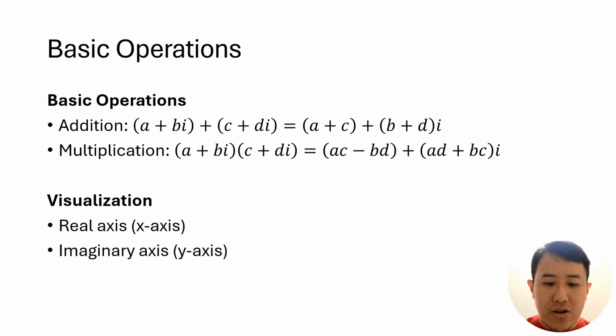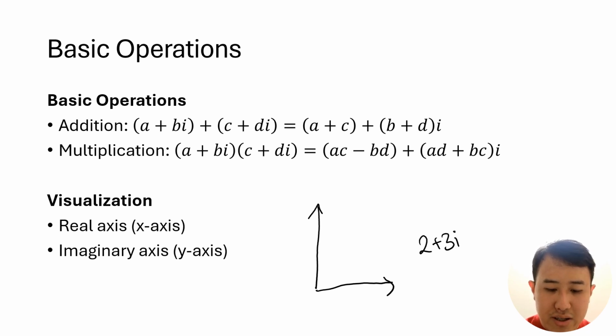This plane has a horizontal real axis and a vertical imaginary axis. So let me draw them here. For example, we have this number 2 plus 3i. What I need to do is, on the real part, the x-axis, the real axis, I make sure that my point is parallel with the value 2 on the real axis.